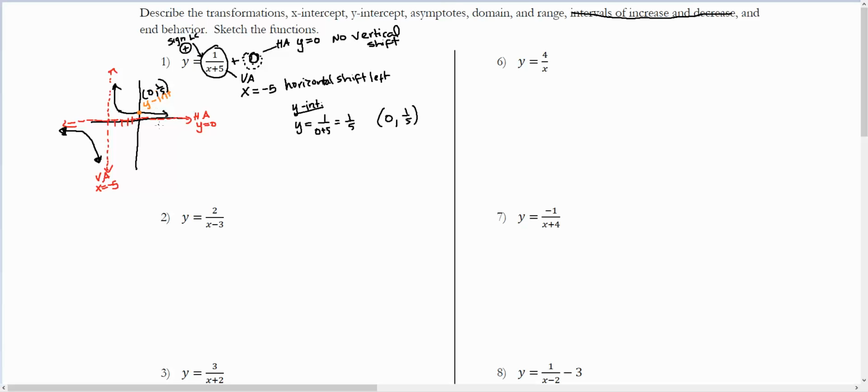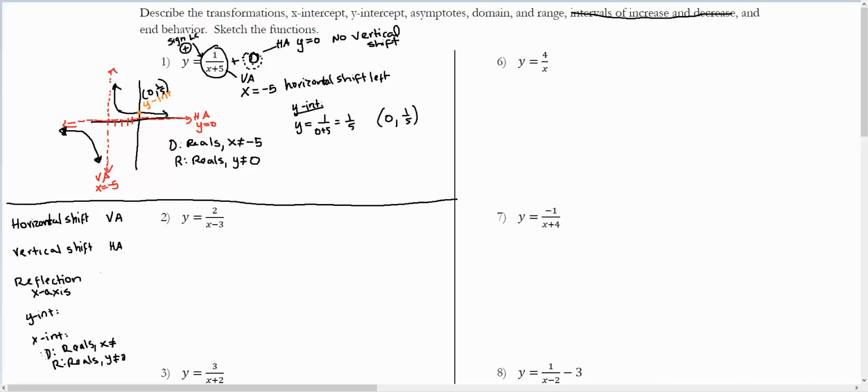Domain and range. For the domain, x can be any value, but there's one value that x can't be: the function doesn't exist when x equals -5. So x can't be -5. For the range, it's all reals except one value. If you look at all the y values, the function can exist at any y value except when y equals 0. So y can't be 0.